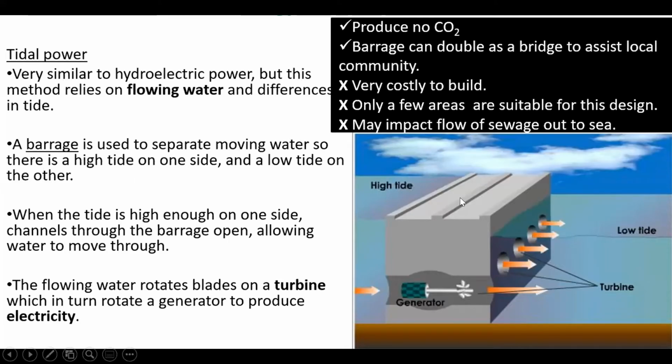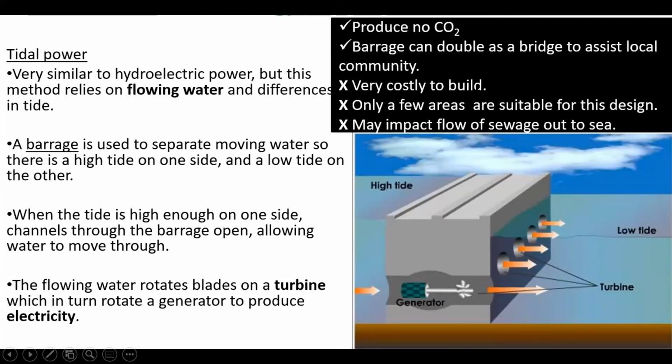So yeah, there's places that obviously have very high tides that can make use of this, on the coast or in a river. Again, produces no carbon dioxide like all the renewables. Yeah, a barrage can double as a bridge. Also, it can be used to hold the tide back as well in some places. So it can be used for something else, other structures too.